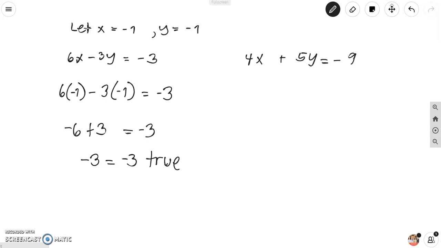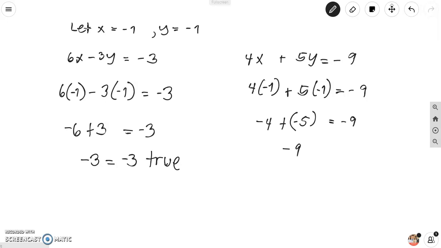How about the other equation? We have 4 times negative 1 plus 5 times negative 1 equals negative 9. Negative 4 plus negative 5 equals negative 9. So this one as well gives a correct value of x and y. Therefore, we can conclude that x equals negative 1 and y equals negative 1 is the solution for that system of equations.